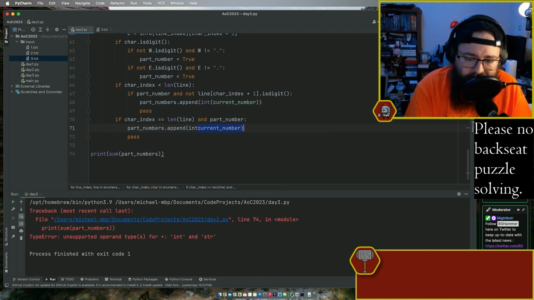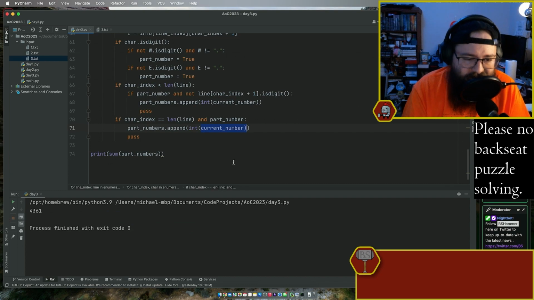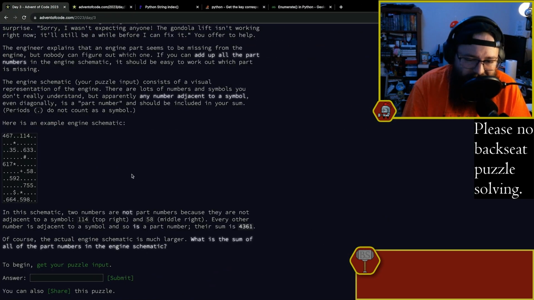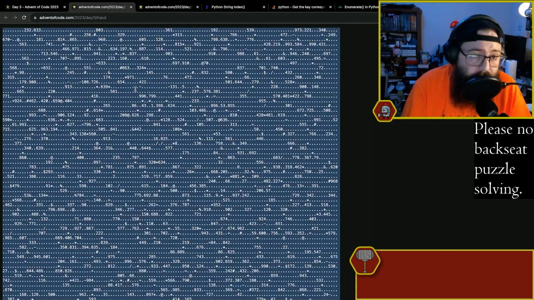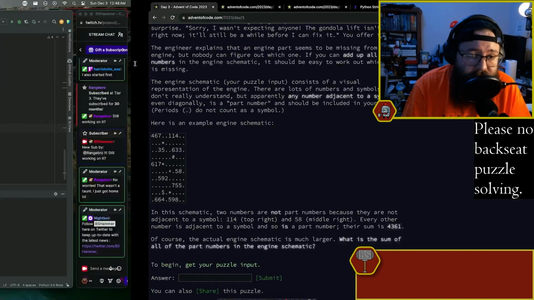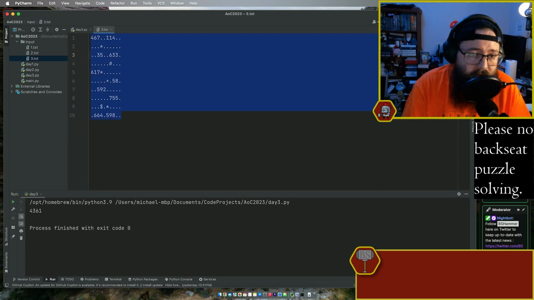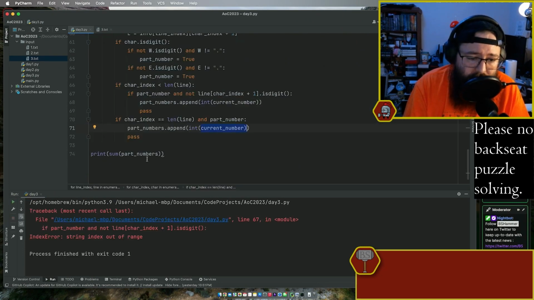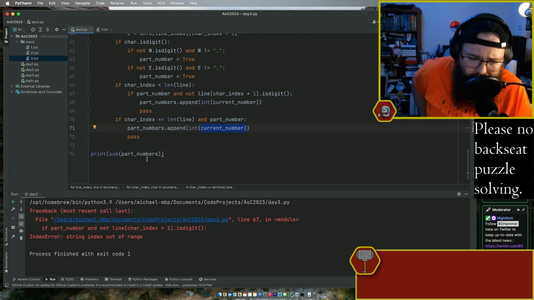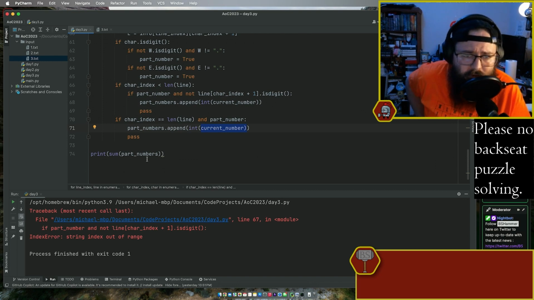Use the right data type in the right places. Okay, it seems to be working. It works for the example, but I hope it works for the not-so-example. Oh, what did I do wrong?